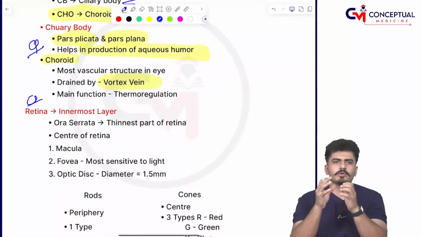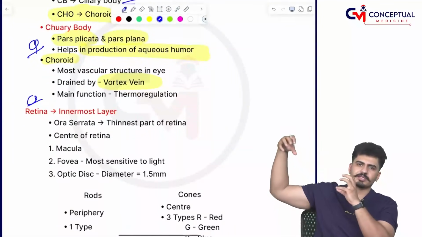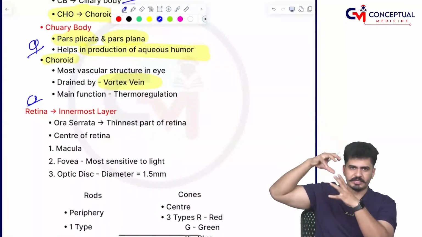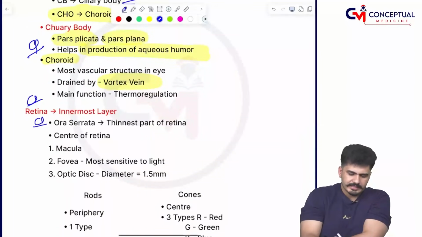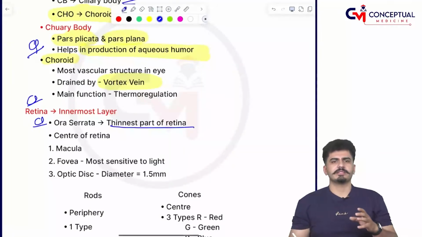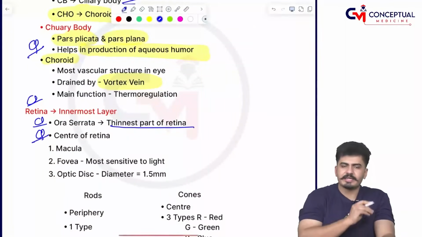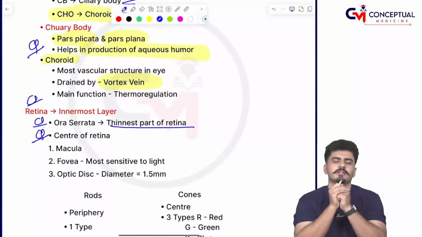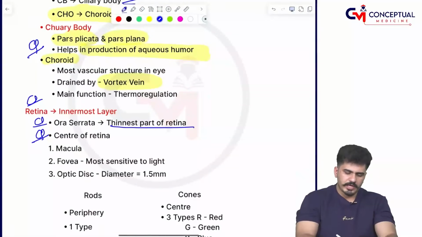Then coming to the retina. The retina is the innermost layer from where the optic nerve is connected and the visual signals go to the visual area, which is area 17, 18. Now, ora serrata is the thinnest part of the retina, and the center of the retina has special types of structures. What are those? Macula, fovea, optic disc.